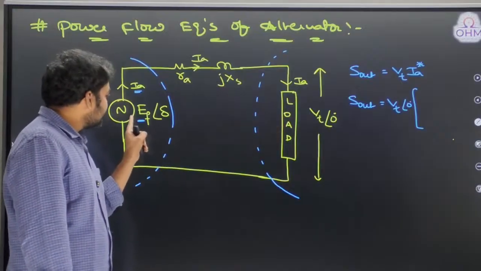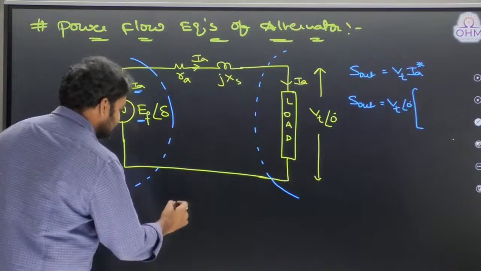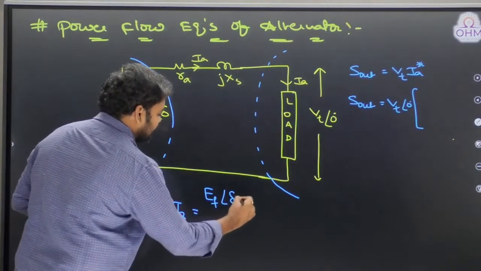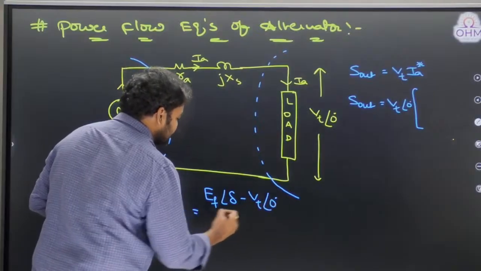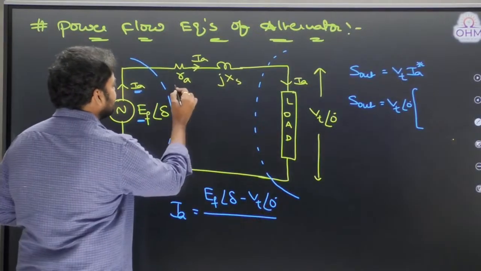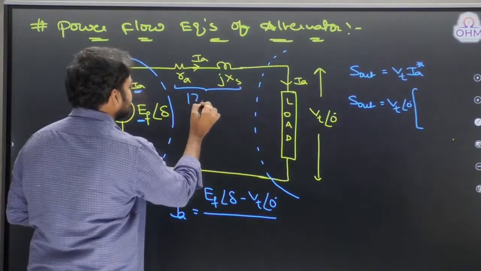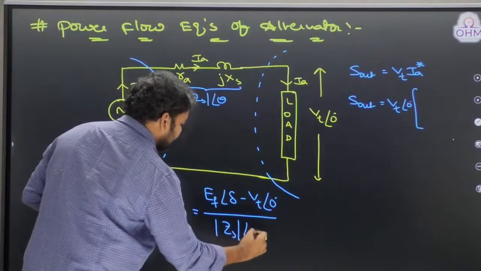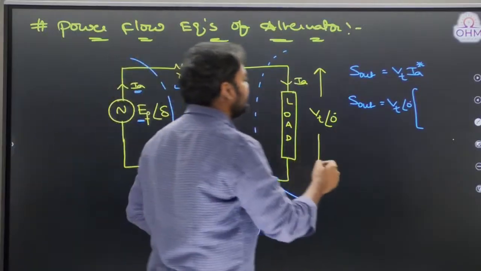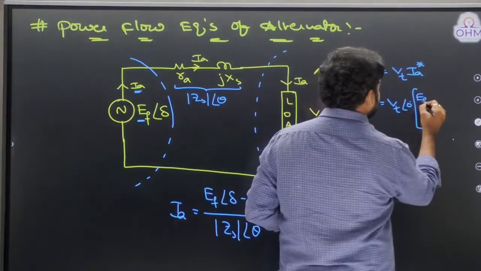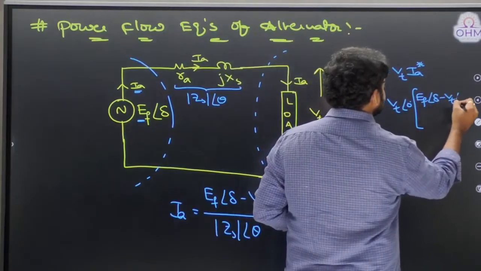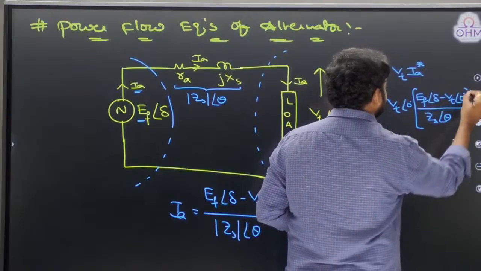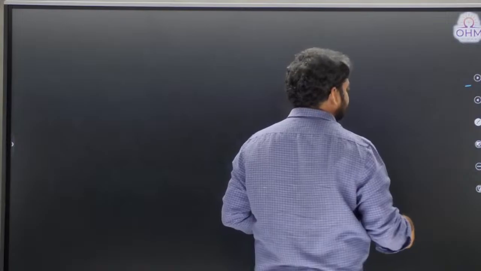Definitely it is flowing from EF to Vt. So what is the nodal analysis equation? You can write Ia is equal to EF at an angle delta minus Vt at an angle 0 divided by the impedance. Can I write this resistance and reactance together as impedance at an angle theta, Zs at an angle theta, and you write the same current here. So it is EF at an angle delta minus Vt at an angle 0 divided by Zs at an angle theta. Don't forget whole conjugate.